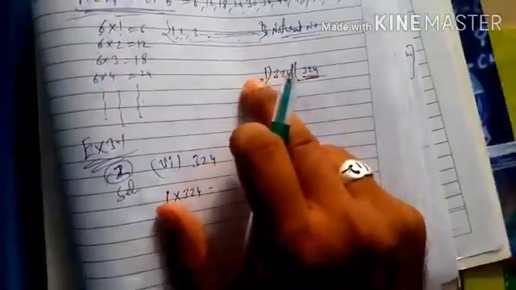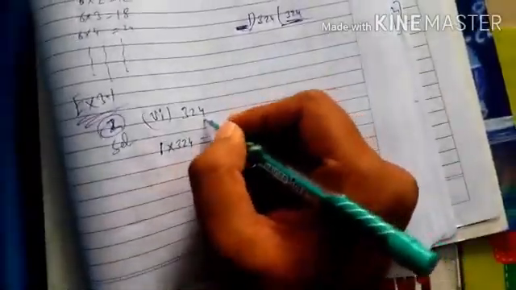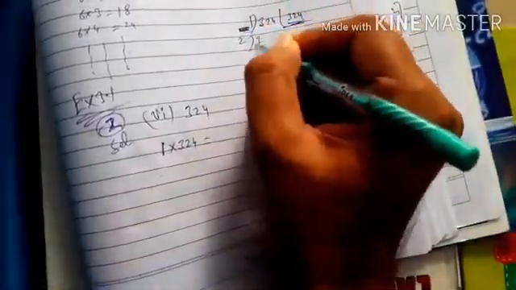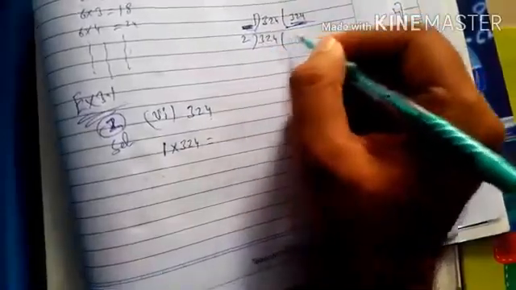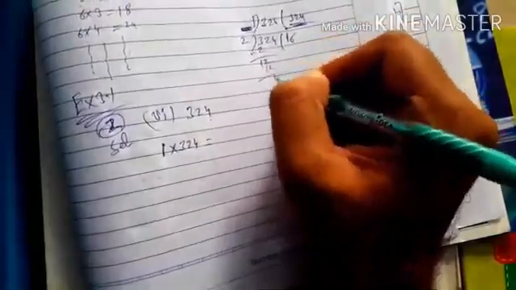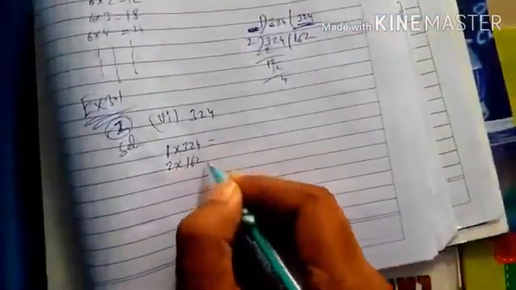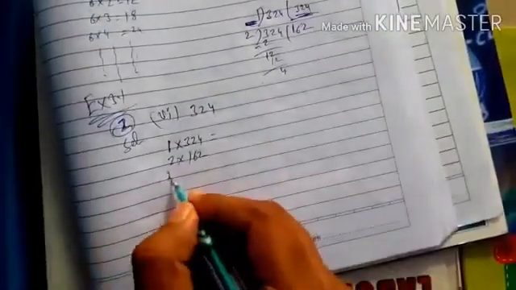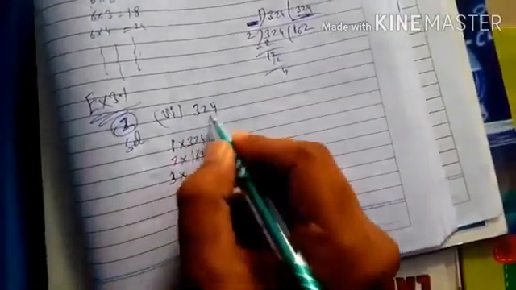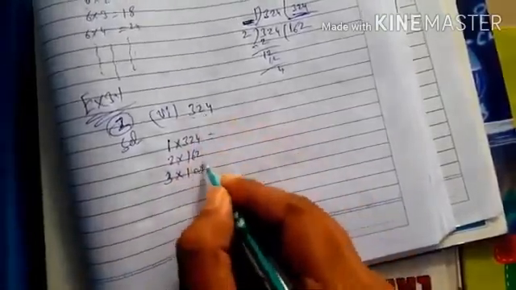So write the multiplication, right? Write 1 times 324, and the last digit is even, so 2 divides 324. 2 times 162 is 324. Then 3 divides 324: 3 times 108 is 324, 3 ones are 3 and 24 is 8 times.